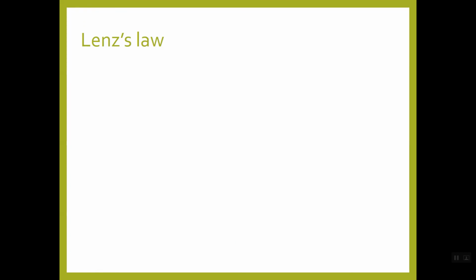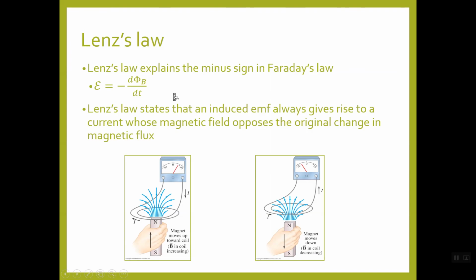Now we're going to look at Lenz's law. Lenz's law is going to explain the minus sign in Faraday's law. Right here, the induced EMF is equal to minus the change in magnetic flux. What Lenz's law tells us is that the induced EMF always gives rise to a current whose magnetic field will oppose the original change in magnetic flux. Let's take a closer look at what that means.